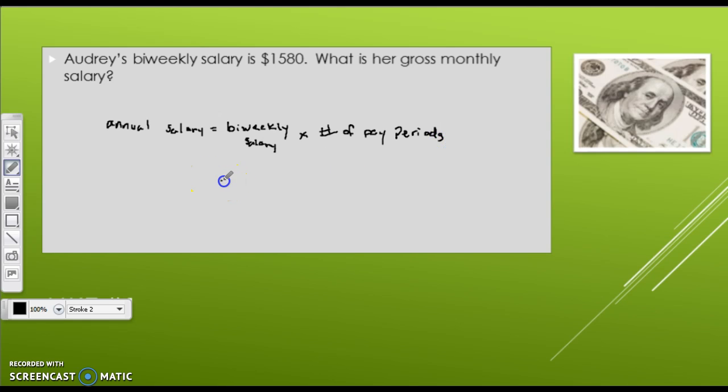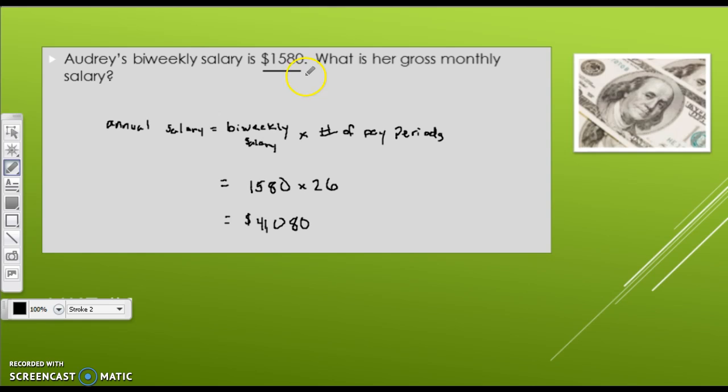All right, so here they tell us that her biweekly salary is $1,580. And then biweekly means she gets paid every other week. So if there's 52 weeks in a year, she only gets paid for half of them, so she gets paid for 26 pay periods. Now remember, there's a chart that shows that in our class notebook, okay? All right, so then I'm going to put in my calculator 1,580 times 26 pay periods, and find that her annual salary is $41,080.